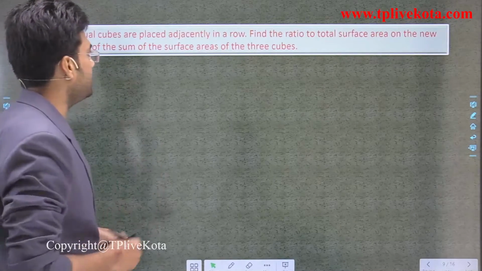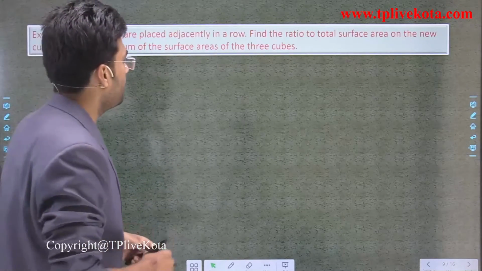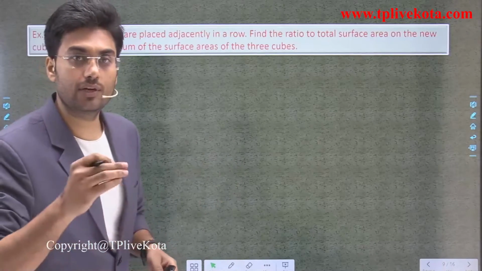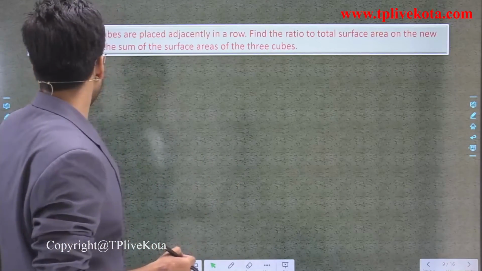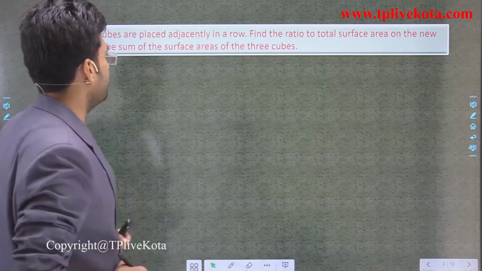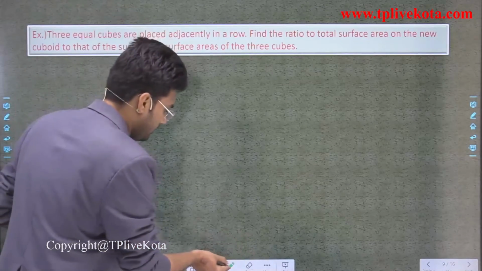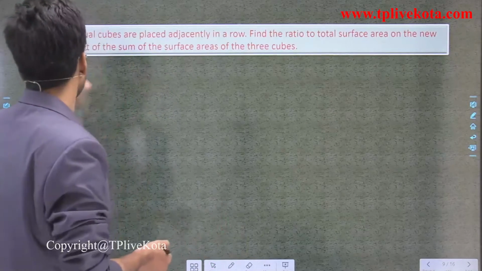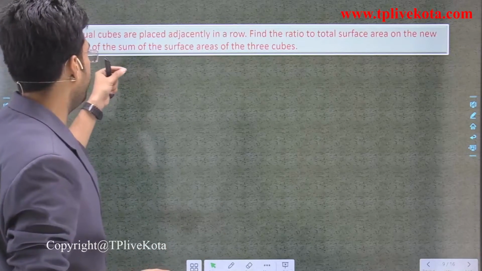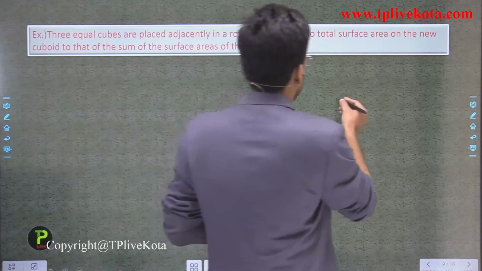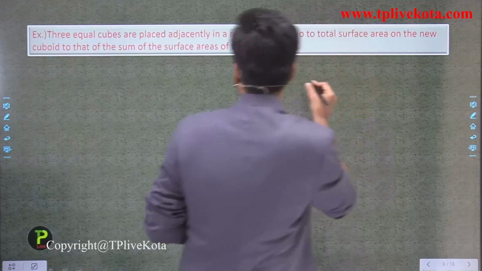So students, this is our first question, and it is given that three equal cubes are placed adjacently in a row. Find the ratio of total surface area of the new cuboid to that of the sum of the surface areas of three cubes. So first of all, we have three equal cubes placed adjacently in a row.